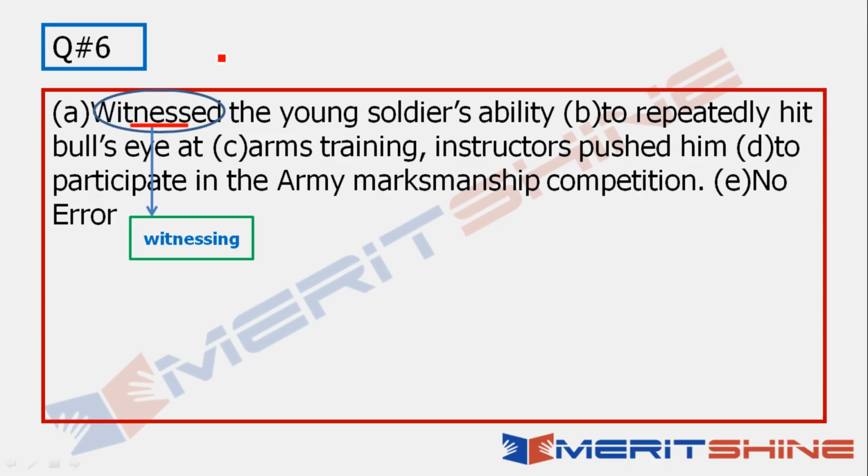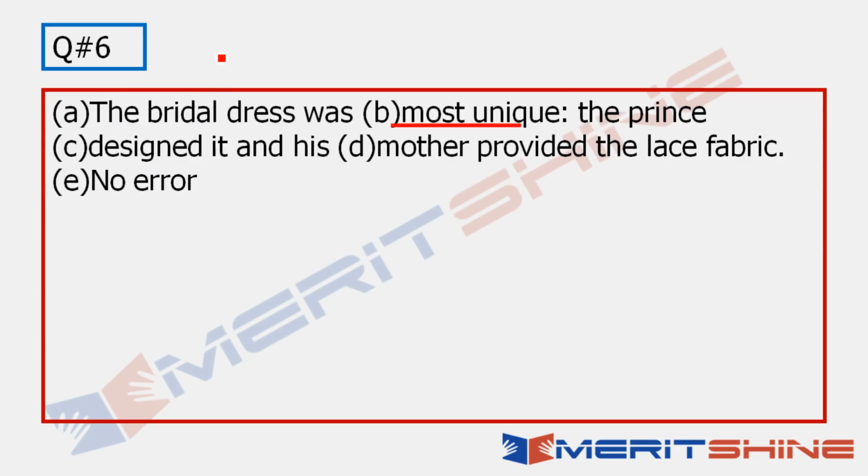Where you need an ing form of the verb, the question has used a verb in its ed form, which is wrong, right? So we need to replace it with witnessing. So the error was in part A of the sentence. Clear? Let's move on to question number 7.